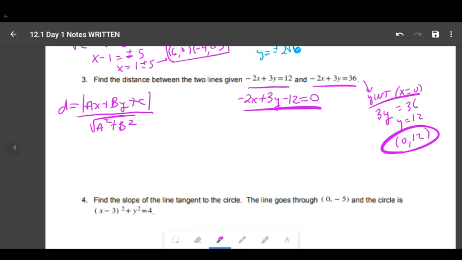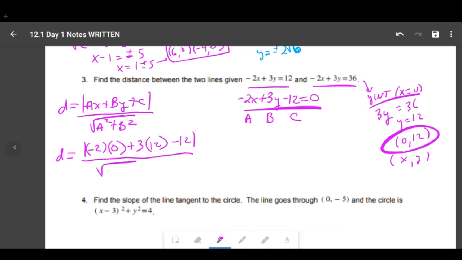So now I'm just plugging my stuff in. Here's my a, there's my b, there's my c. Here is my x and my y. Just going to put stuff into the equation just like we did on the front side, or page 2. So d equals the absolute value. A we know is negative 2. X, when we found the y-intercept, we got 0. And then we know that b is a positive 3. Y in this case is 12. And then c is negative 12, the absolute value of that, over the square root of negative 2 squared plus 3 squared. Just plugging information into my equation.